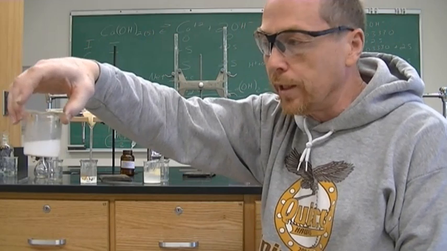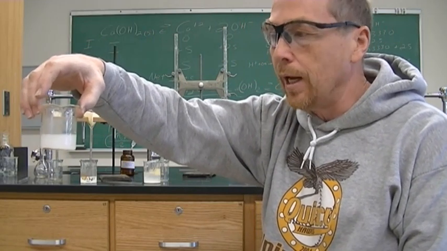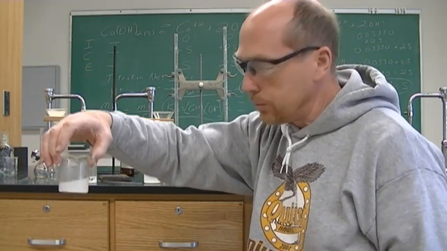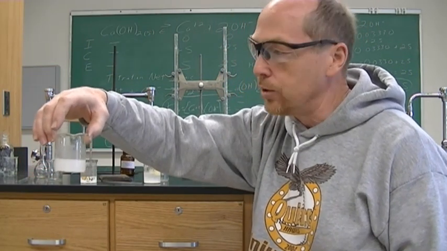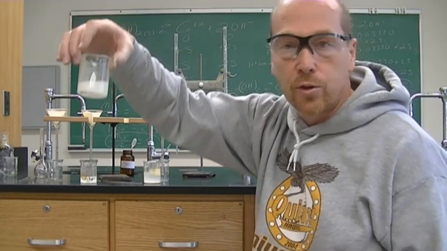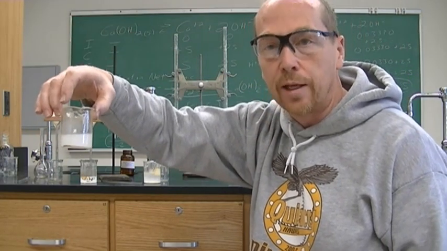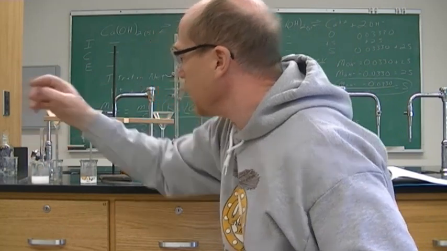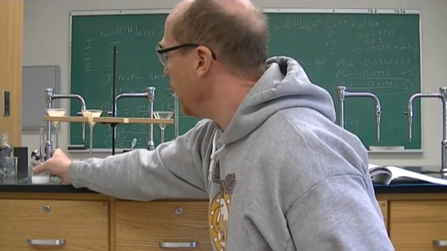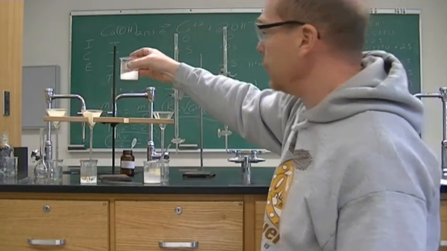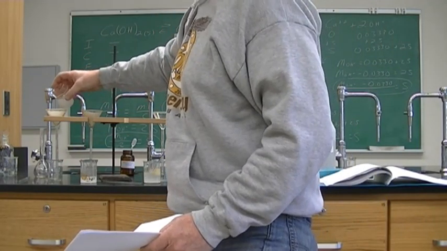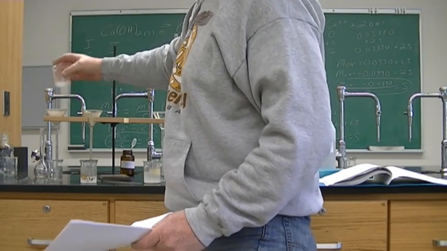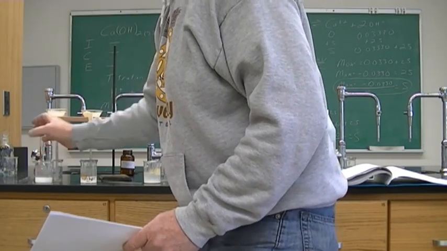In the first one, I just added water and 0.1 grams of calcium hydroxide, and I stirred for 10 minutes. It will not all dissolve. It is on purpose a saturated calcium hydroxide solution. And I am filtering that with gravity. So I'm just pouring it in, and gravity is pulling it down. So this is a gravity filtration.